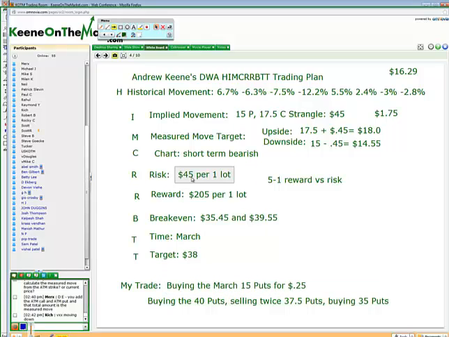My risk on this trade is $25 per 1 lot. My reward in theory is $1,475. My break even is $14.75, March, and my target to the downside would probably be around $14. So I did just get filled.